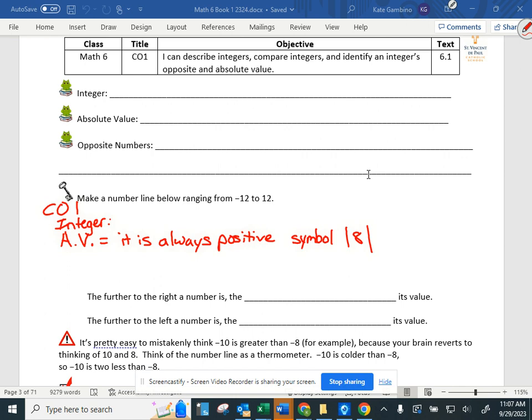And opposite. Put the definition of opposite: two numbers, same distance away from 0. One's a positive, one's a negative. You cannot put examples of opposite numbers. You can't put the 5 and negative 5. That is an example. Okay?